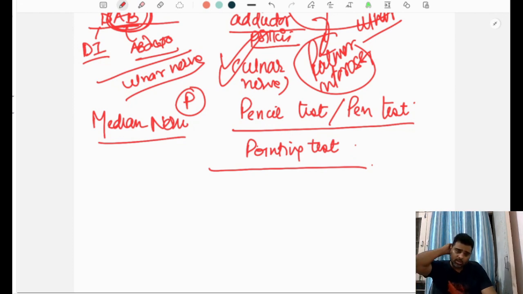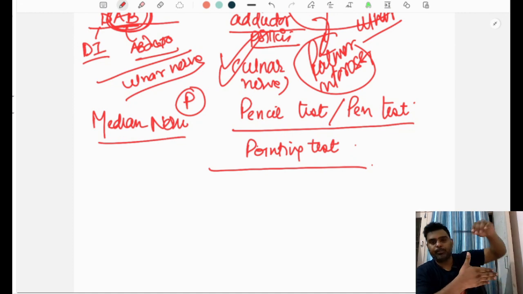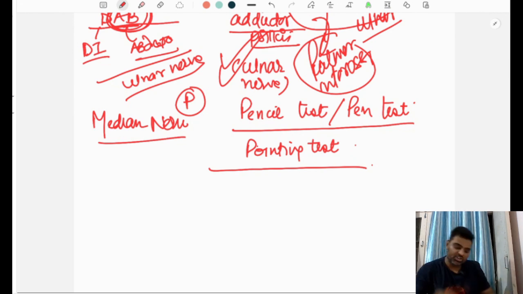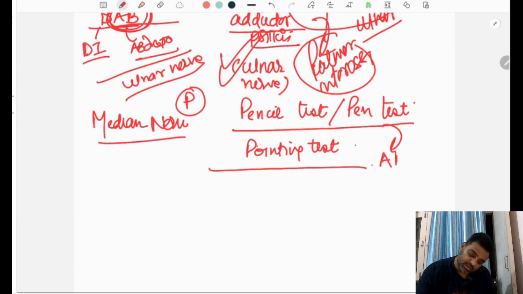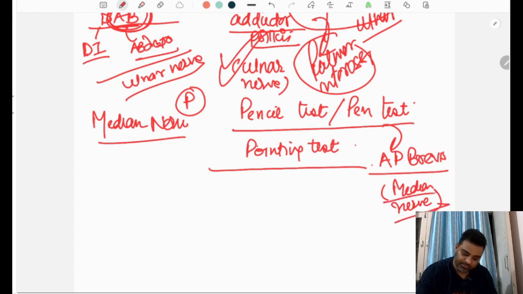Now, I was telling you about the pencil test or pen test. If I put the pen like this and ask the person to abduct the thumb and touch it, and he is not able to, that means there is a problem in which muscle? Abductor pollicis brevis, and the nerve is the median nerve. So this can again be asked in two ways.